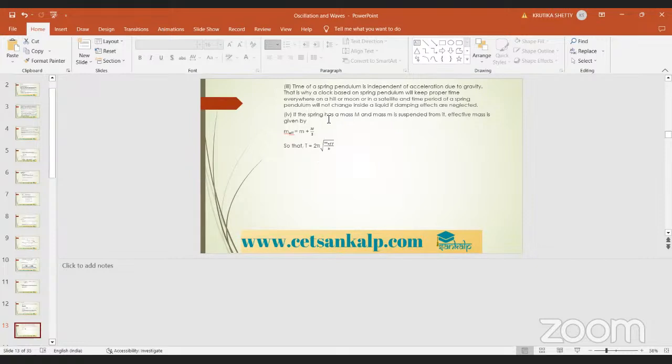Here they have given, see, mass m and mass small m is suspended from it. Its effective mass is given. You can see the effective mass. What is the expression? So this is the synopsis or the main points of the oscillation chapter.